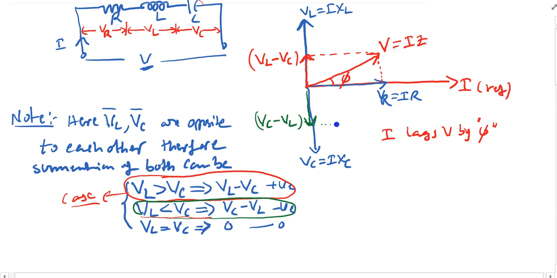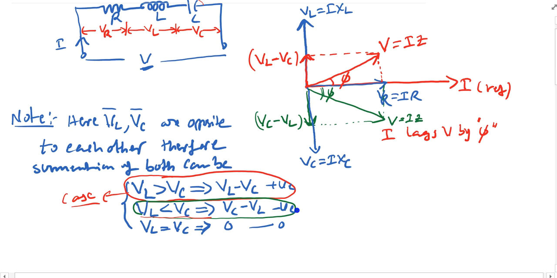And if you add these two, then this time my supply voltage will come here. This is the phi vector, and here my supply is equal to I into Z. So this is the second case. If you consider this, then this could be the possibility of the vector diagram.